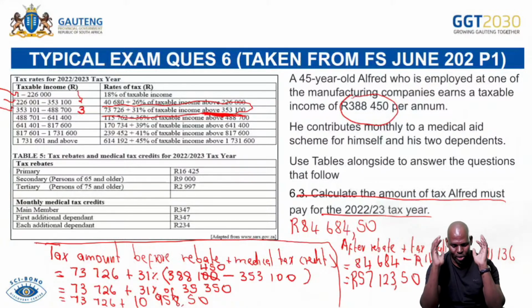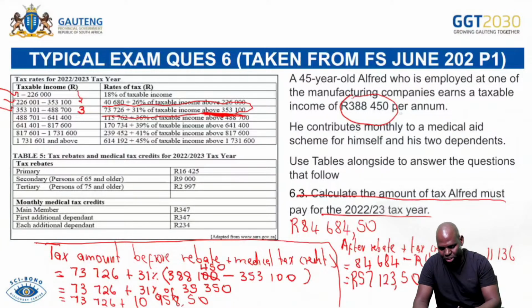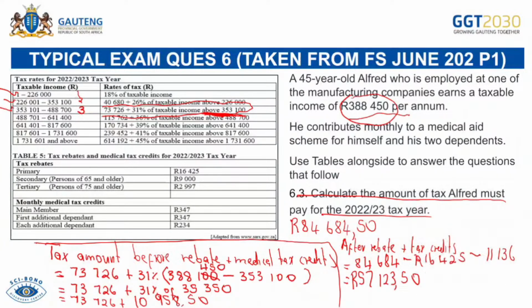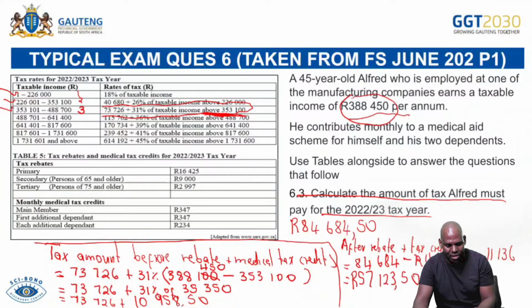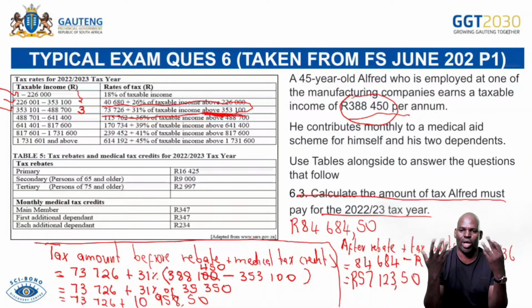Remember, the first thing that we had to do was to determine the tax bracket. So in this case, we said the tax bracket is tax bracket number 3, right? And then after identifying the tax bracket, we now need to check the formula. So our formula on the right hand side is 73,726 rand plus 31% of taxable income above 353,100. It's very important. You need to write it down.